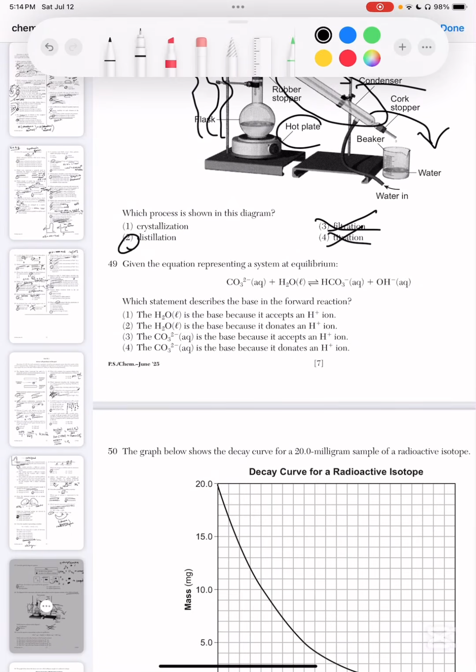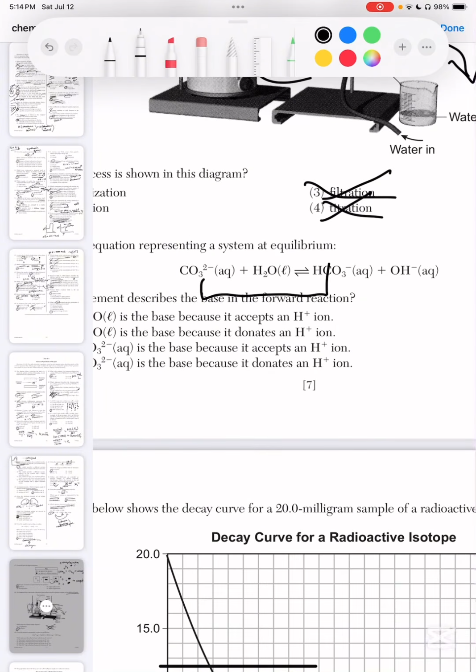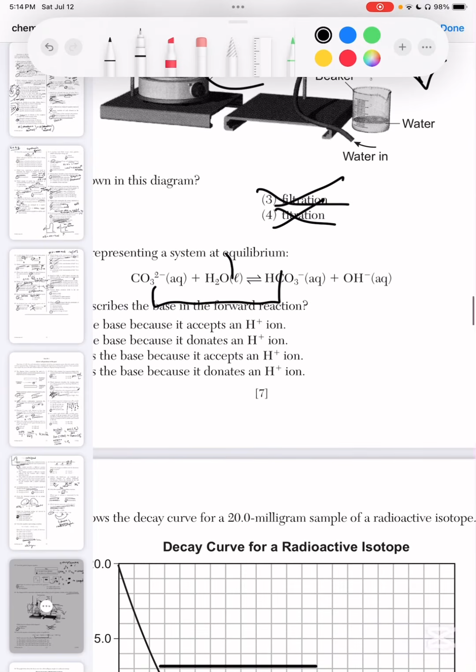49. Given the equation representing a system at equilibrium, which statement describes the base in the forward reaction? Okay, so first you should identify your conjugate pairs.